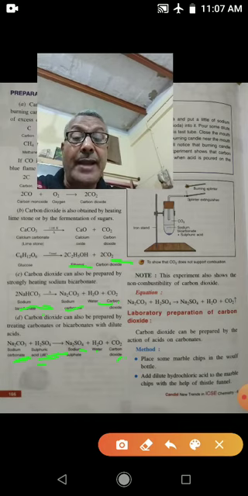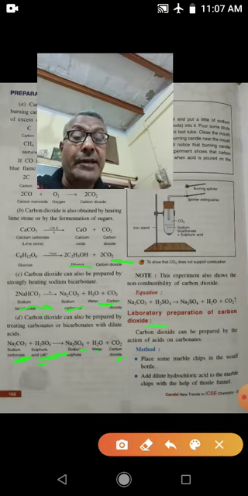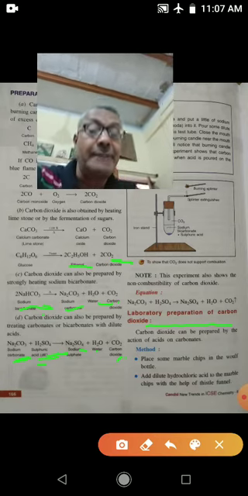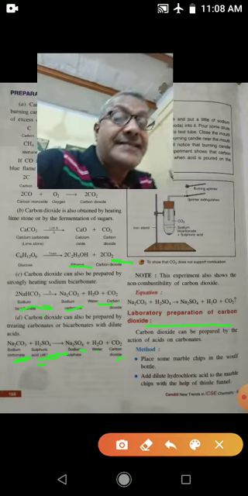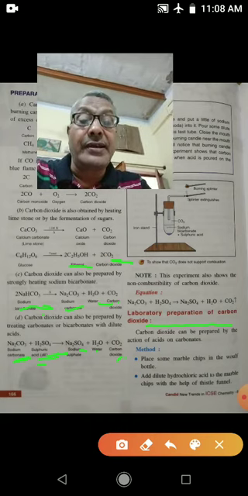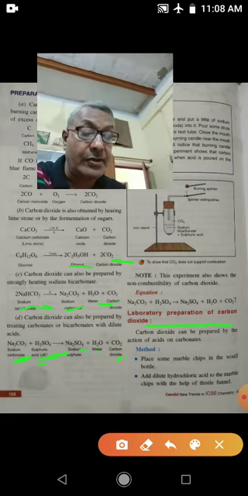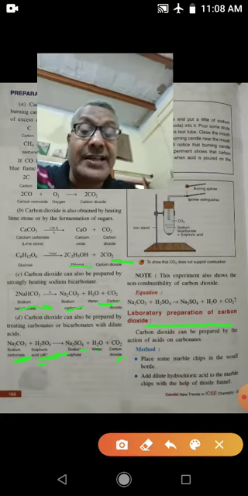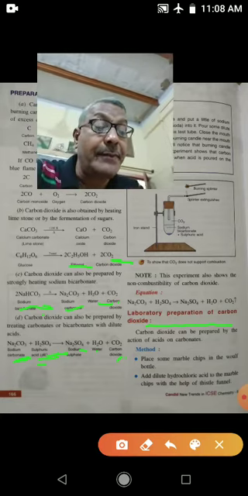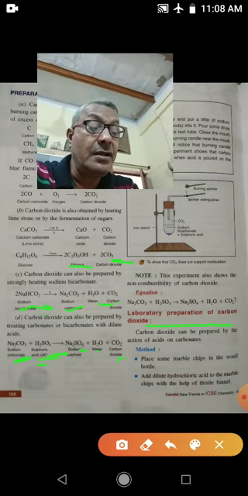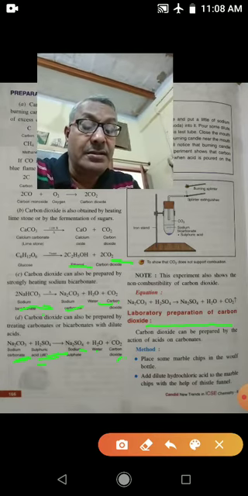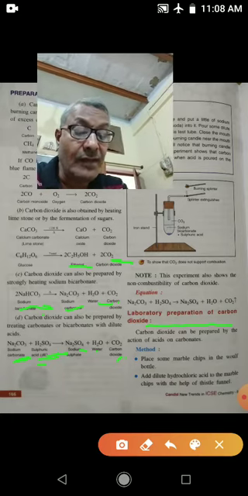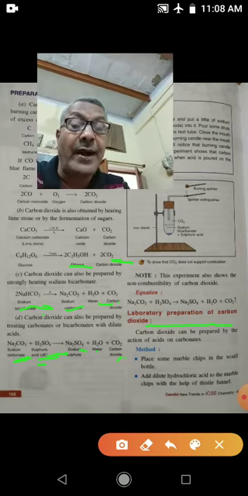Now children, you have to study laboratory preparation of carbon dioxide. How we can prepare carbon dioxide in the laboratory. So in the laboratory, carbon dioxide gas is prepared by the action of acid on carbonate. Here calcium carbonate is taken in a wolf bottle.